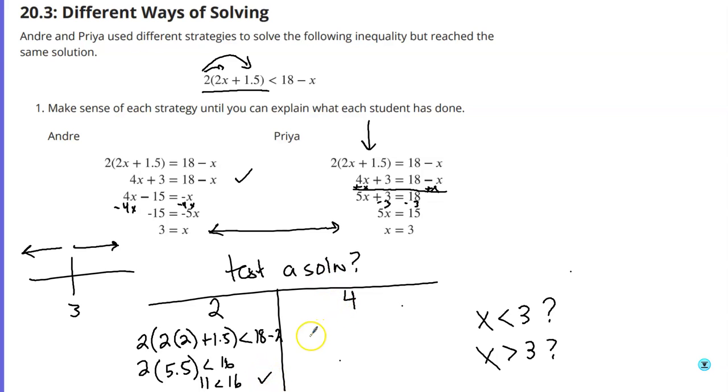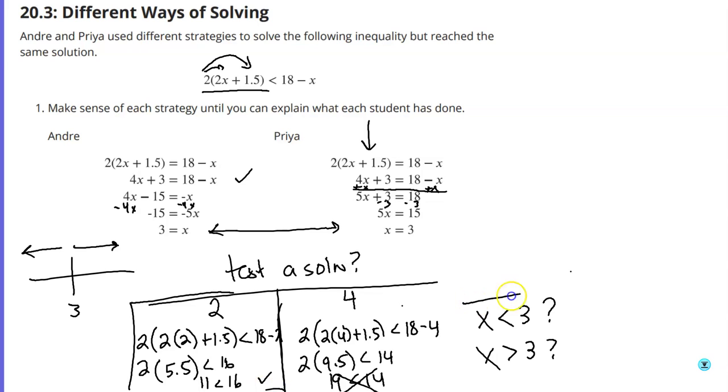But let's also try 4. So if I try 4, which is on the other side, I get 2 times 4 plus 1.5. 18 minus 4. Remember, I'm just plugging in a 4 for the x. This becomes 2 times, this is 9.5. This is 18 minus 4 is 14. This ends up being 19 is less than 14. What? 19 is not less than 14. So if you plug in something bigger and it doesn't work, then you can't be bigger. You have to be less than. So that would mean I have to be only things that are less than, right?